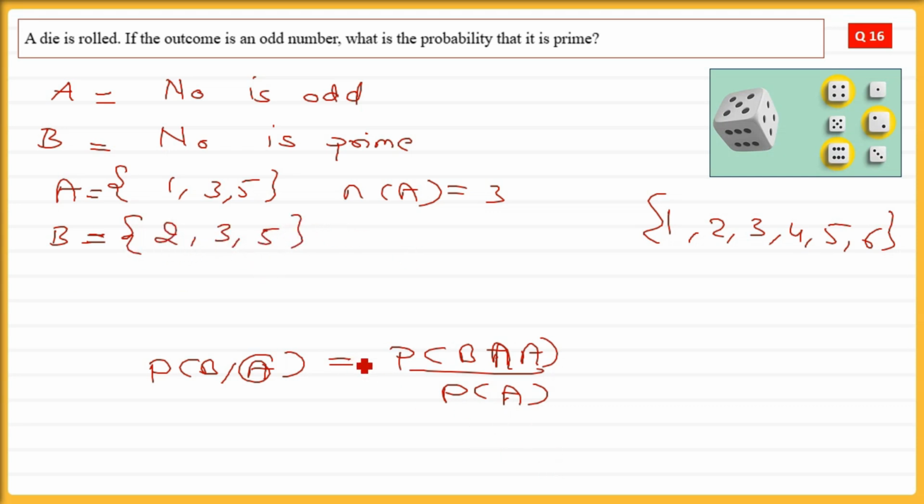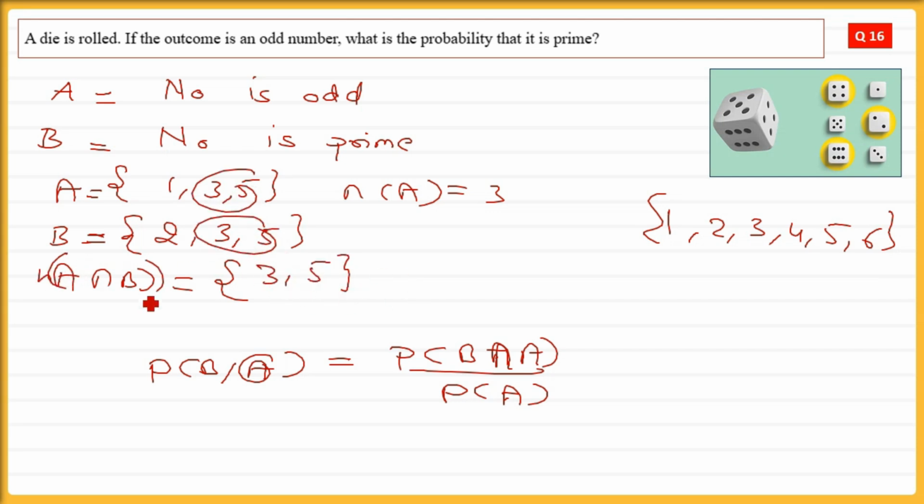You don't need to find out the number of elements in B. A intersection B has to be computed. What are the elements which are common in A and B? 3, 5. So 3 and 5 are the common numbers between A and B. Number of elements in A intersection B is 3 and 5. So these are 2 numbers.